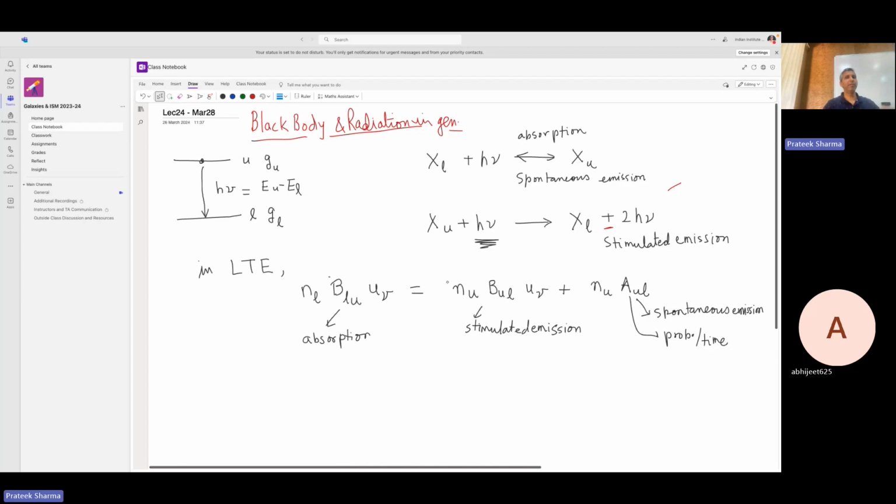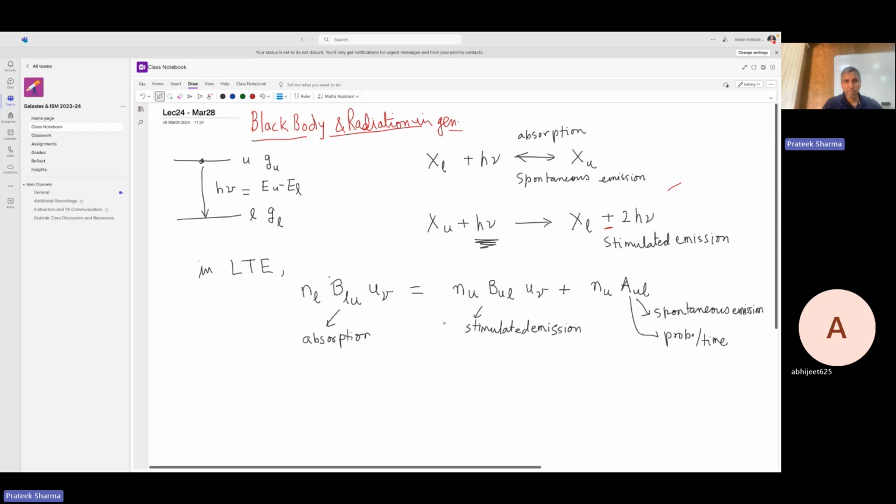So in equilibrium, the rate at which the ground state is getting depopulated by absorption is equal to the rate at which it gets repopulated because of stimulated emission and spontaneous emission. That's what I'm writing here. And these are Einstein's A and B coefficients.